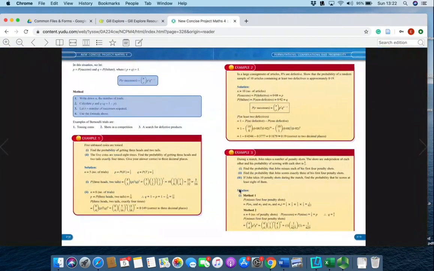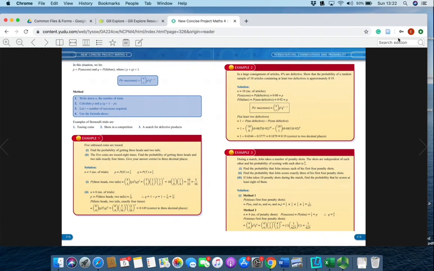There's a formula for a Bernoulli trial. The probability of having a set number of successes, which we denote r, is n choose r, times the probability of success to the power of r, times the probability of failure to the power of n minus r. And I think probably the easiest way of doing this is to do an example.